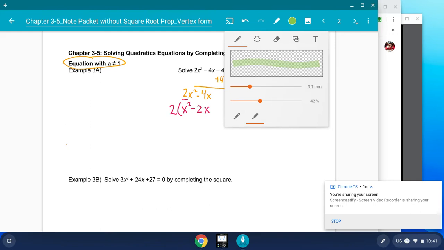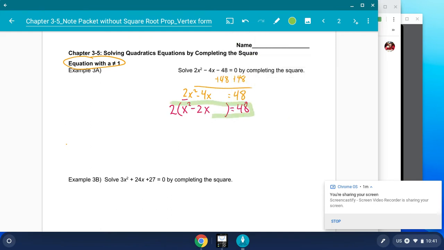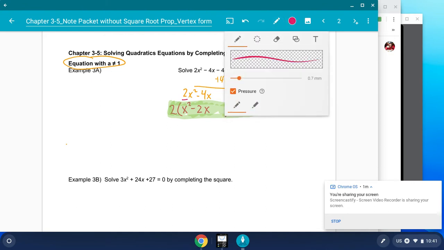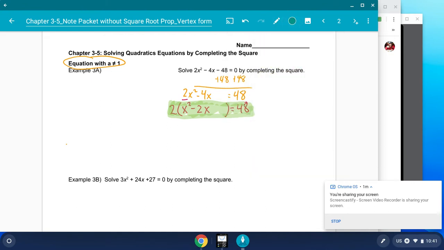I'm going to highlight this just so you understand that this is the additional step in the beginning that's required when we have a coefficient other than 1. From here, we're going to do the same thing as we have been doing, where we pull off the b value and we go negative 2 divided by 2 squared, which is negative 1, squared, which is 1.